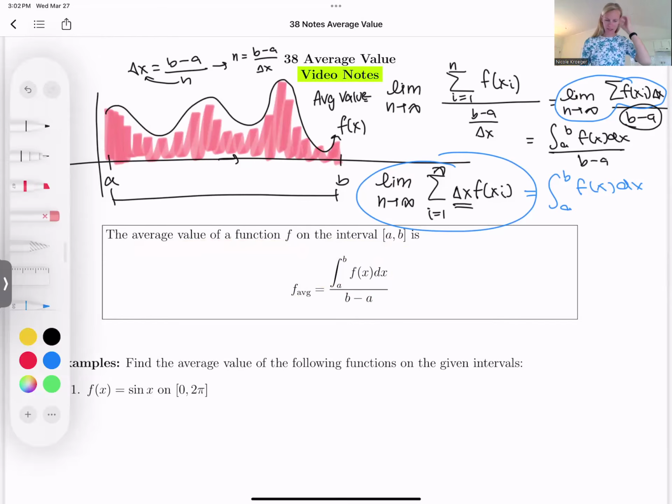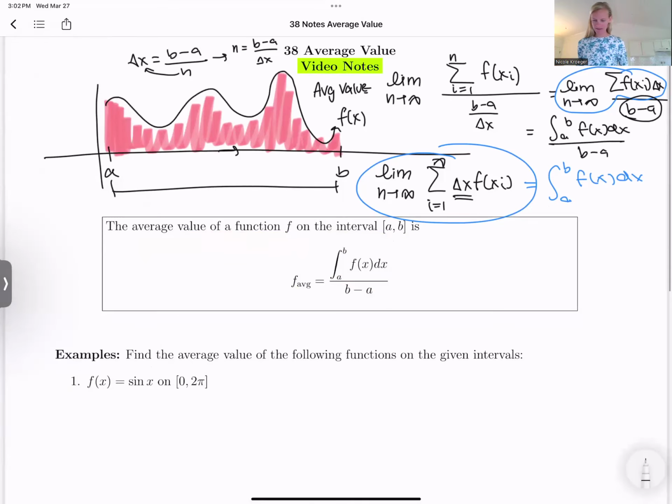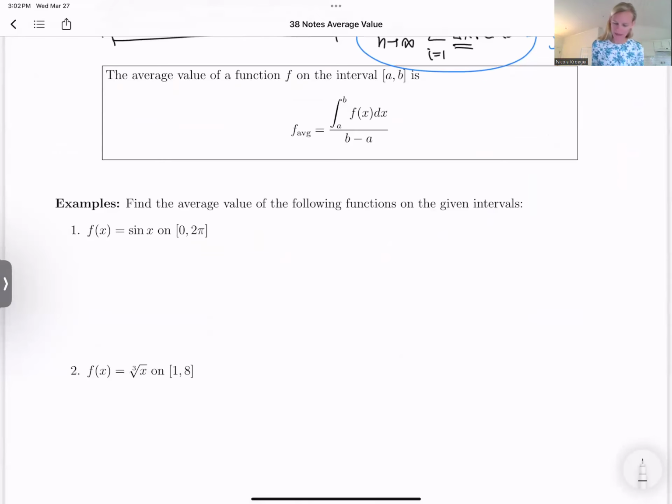So let's just start computing average values of functions. For this first one, we have sine of x on 0 to 2 pi.